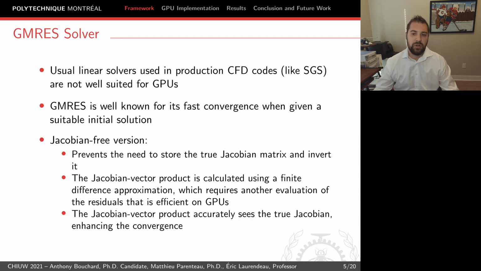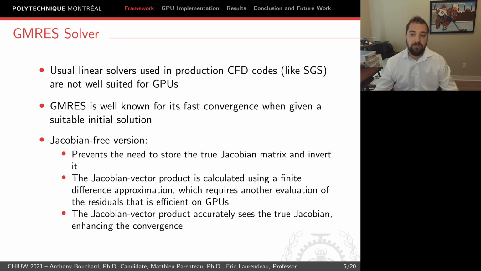Solvers like Symmetric Gauss-Seidel, which are often used in production codes, are not well suited for GPU. So we study the GMRES solver on GPU. This solver has the advantage of having a fast convergence when given a suitable initial solution, which can benefit unsteady simulation. Usually, the Jacobian matrix is approximated using a first-order approximation, which negatively impacts the convergence of the solver.